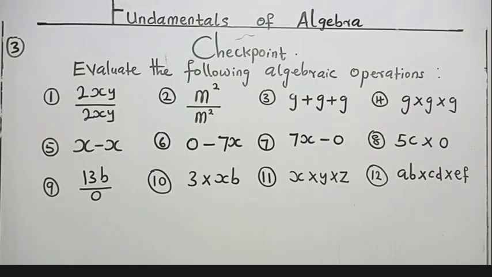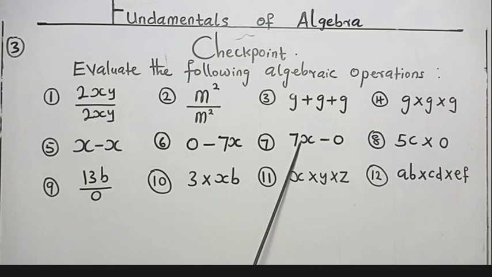And here comes the checkpoint. It says, evaluate the following algebraic operations. Number 1, 2xy over 2xy. Number 2, m to the power 2 over m to the power 2. Number 3, g plus g plus g. Number 4, g times g times g. Number 5, x minus x. Number 6, 0 minus 7x.